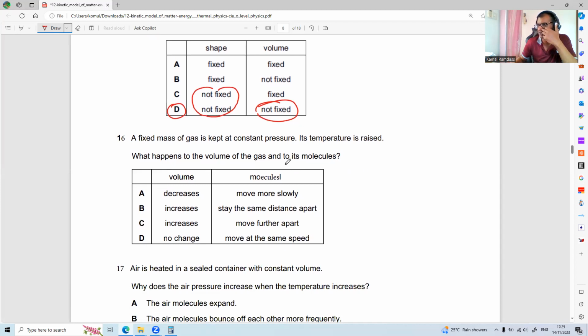So constant pressure, fixed mass of gas, temperature is raised. OK? Ça veut dire nous connaissons que volume is proportional to temperature. You raise the temperature, the volume will increase. Parce que pressure is constant. Volume increases, molecules move further apart.